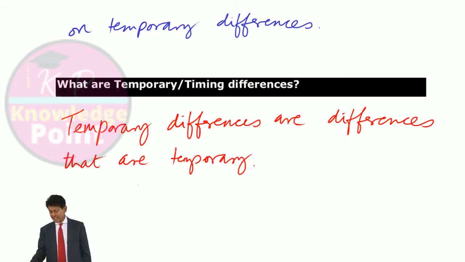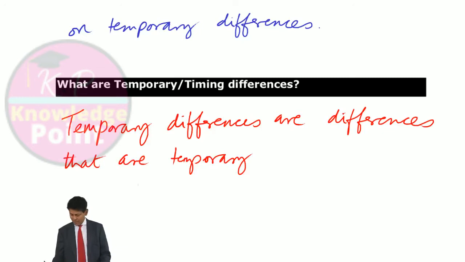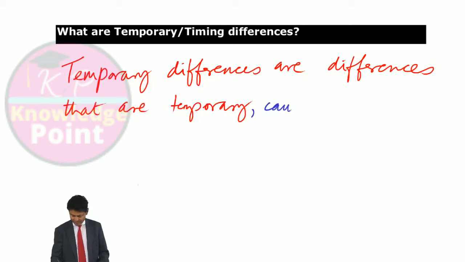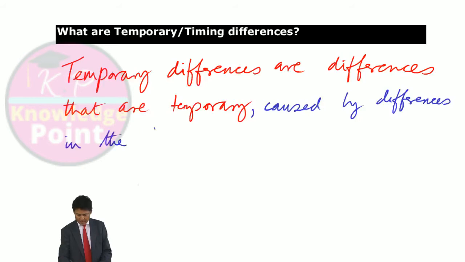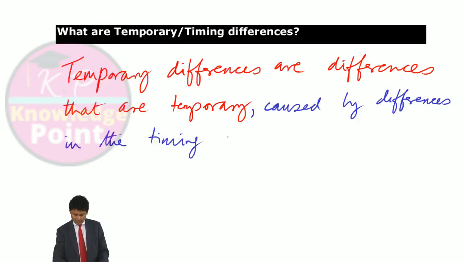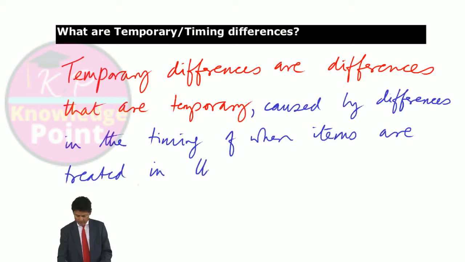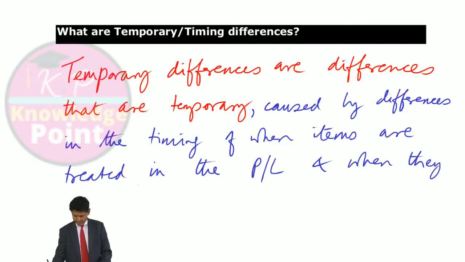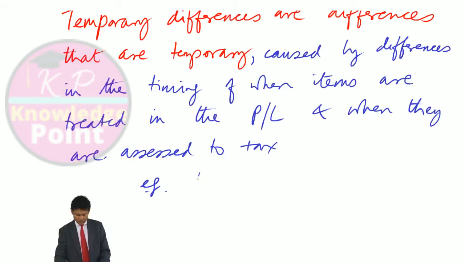Okay, temporary differences are differences that are temporary, comma, caused by differences in the timing. That's why they're sometimes called timing differences, of when items are treated in the P&L and when they are assessed to tax in tax computations. And the best example I can think of here is this thing called accelerated capital allowances.